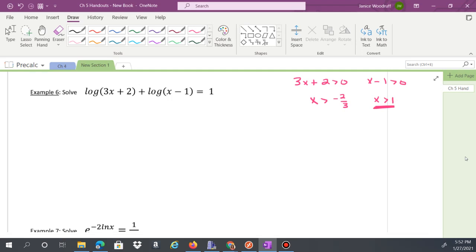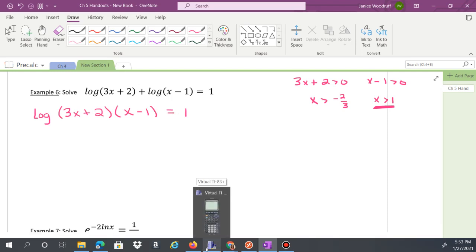All right, so when I solve this, you want to get one logarithm. So this is going to combine using multiplication because of the plus sign. So we'll condense. So this is going to become log (3x plus 2)(x minus 1) equals 1. So when you have the log on both sides, you cross them out. This time you're not crossing it out.